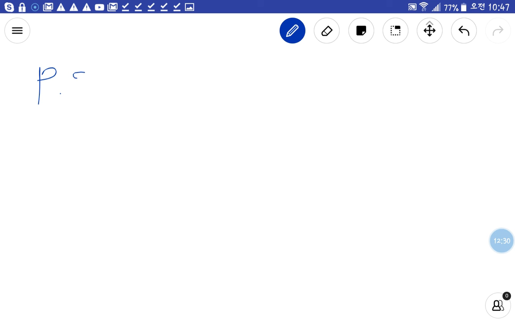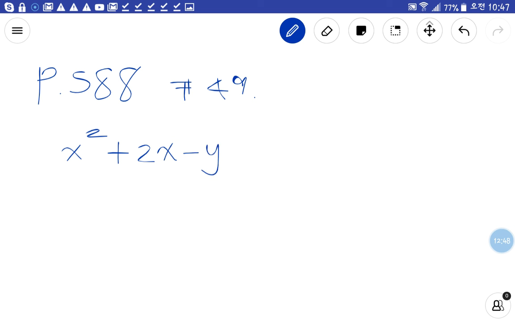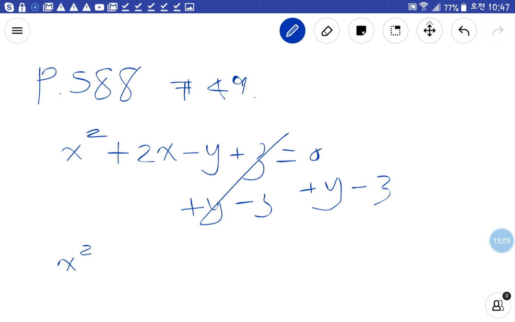Okay, page 588, number 49. That's what you need to do. Prove that the graph of the equation is a parabola and find its vertex, focus, and directrix. So number 49 is x squared plus 2x minus y plus 3 equals 0. Please pay attention to which letter has a square. X. Everything else needs to be moved. So you are going to add y minus 3 to each side. Then you're going to have x squared plus 2x equals y minus 3.